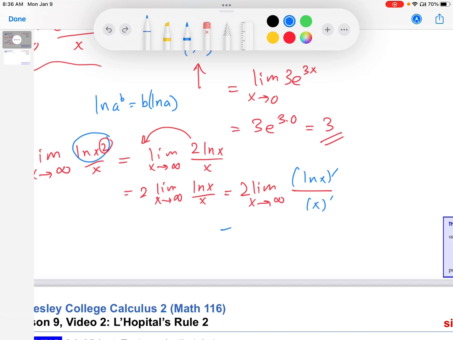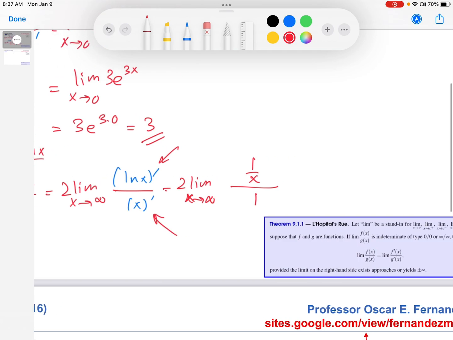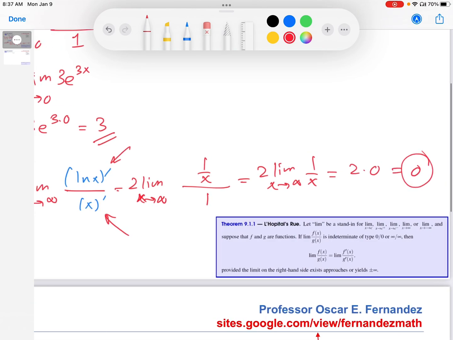And what do we get? Let's see. So 2 times the limit as x goes to infinity of the derivative of ln of x, that's 1 over x. The derivative of x, that's 1. So actually, we're just left with the limit as x goes to infinity of 1 over x. And we've definitely dealt with that limit before in Calc 1, so that limit is 0. So 2 times 0 equals 0, so that's the value of our limit.